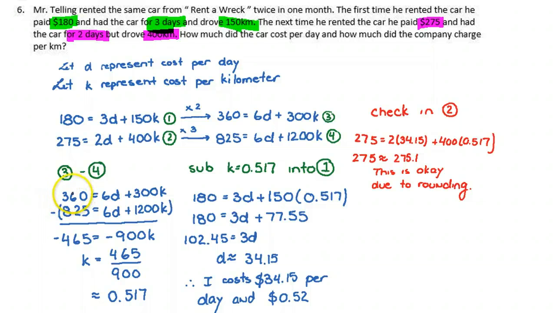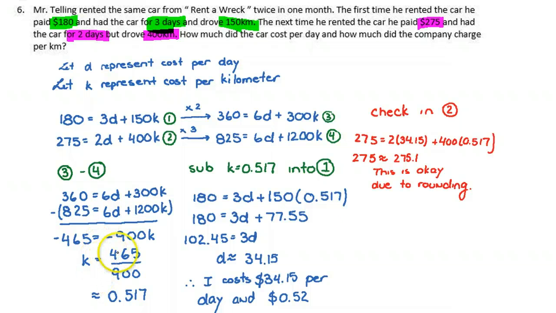Now I really suggest here, mumble to yourself when you do this. So talk it out. I often talk my way through problems because it helps me keep track of what I'm doing. So I'll say 360 minus 825 is minus 465. 6D minus 6D means they go away. 300K minus 1200K is minus 900K.